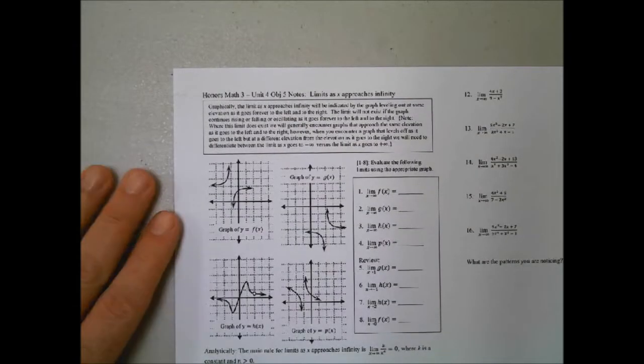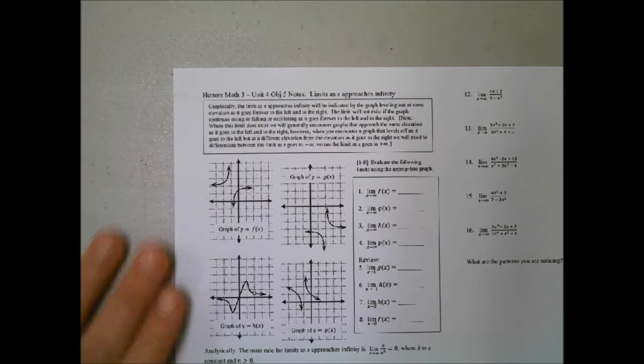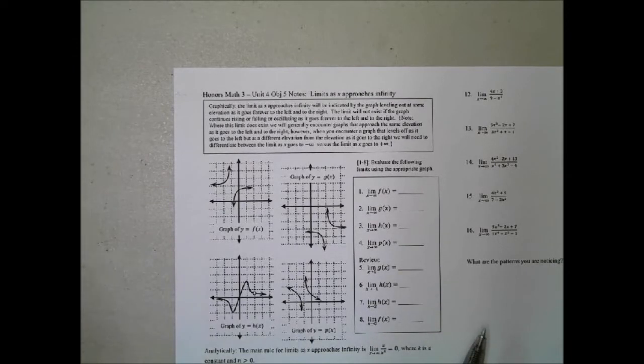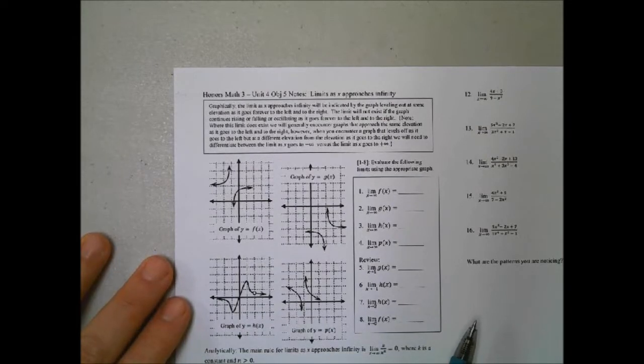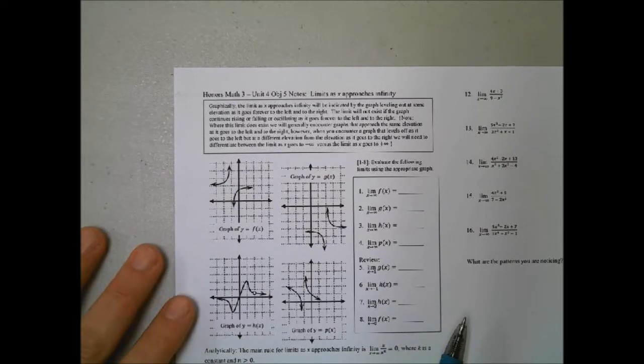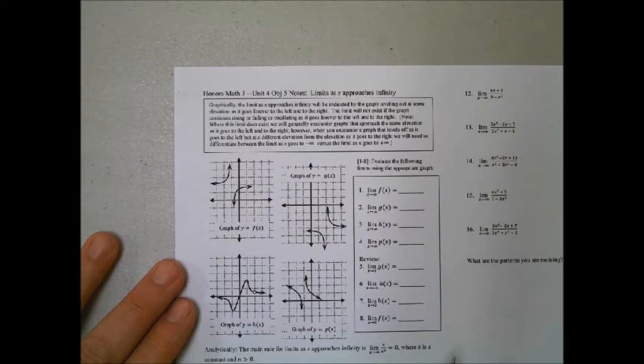Okay, objective 5 for unit 4. We are doing limits as x approaches infinity. In other words, as x goes forever to the left or as x goes forever to the right. We want to understand graphically what's going on. We want to understand what's going on also analytically. Might do a little bit of numerical as well, but here we go.